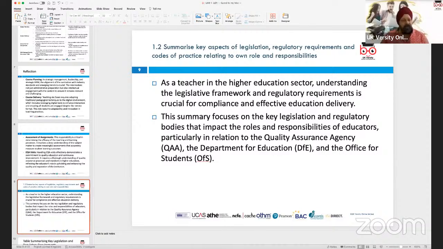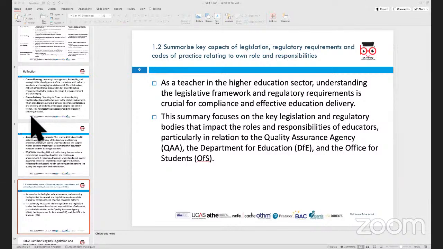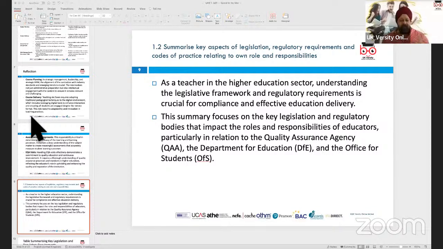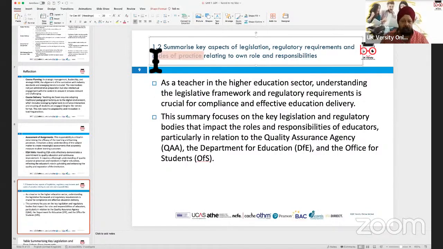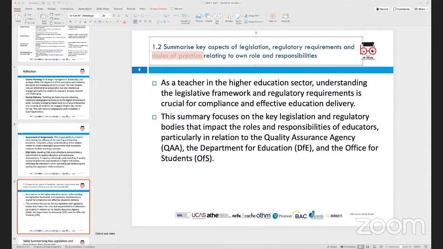That's fine. So the second bit that I want to look at now is the second assessment criteria, which talks about key aspects of legislation and regulatory requirements. Now, there are loads of regulatory requirements. Yeah. We need to discuss this directly in the context of teaching, or education and training. And when we talk about codes of practice, I'm not talking about a code of practice for a doctor or a lawyer. Yeah, specifically in relation to education.